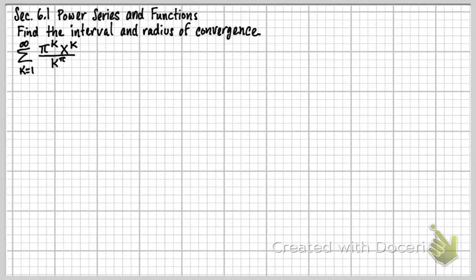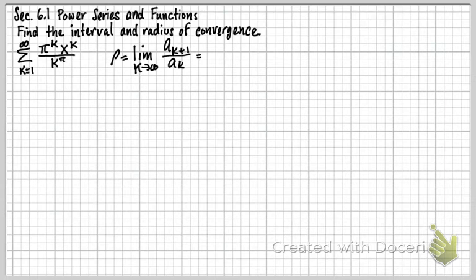This problem says find the interval and the radius of convergence. So here's the series. We're talking about convergence, so right away we should know ratio test. That's the limit as k goes to infinity of a sub k plus 1 over a sub k.